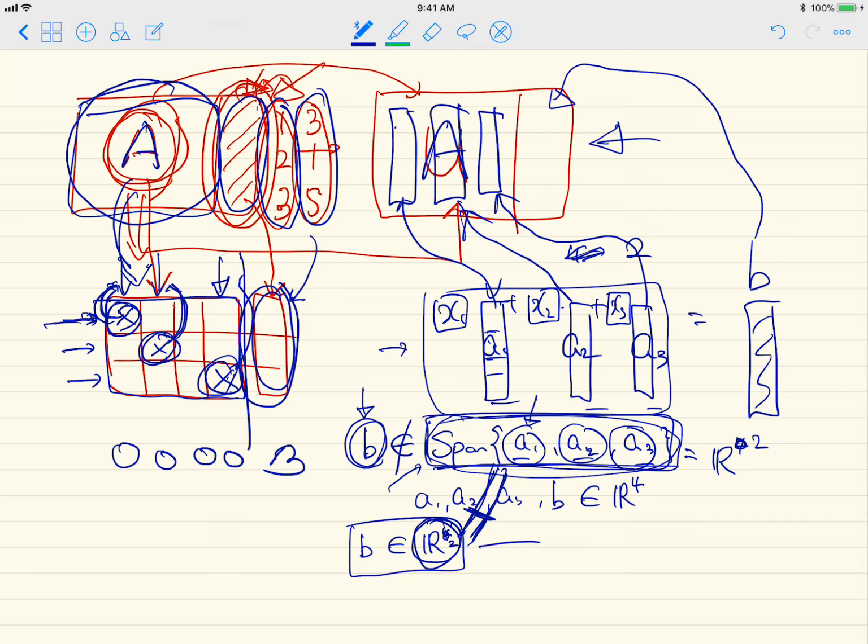Once we do the row reduction on this matrix and look at the pivot positions in every row of our augmented matrix, if we can find a pivot only up to this part, the part corresponding to our coefficient matrix, but not on this B part, okay, not on this B part.